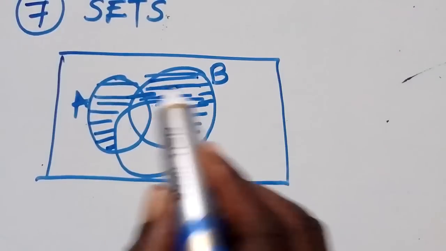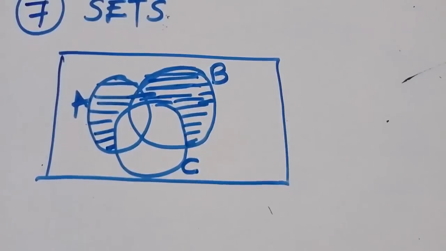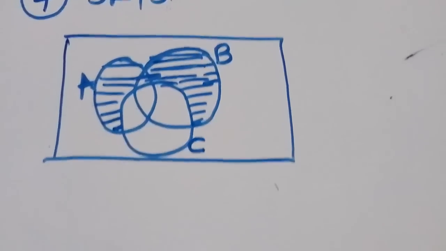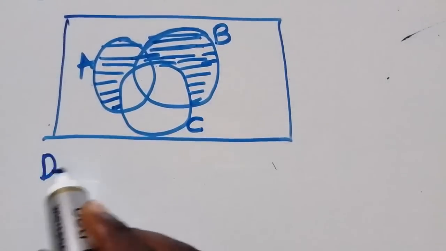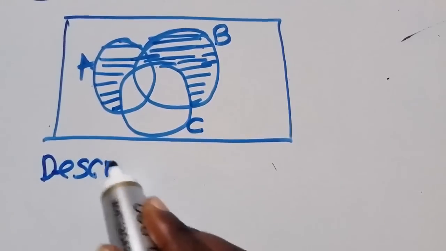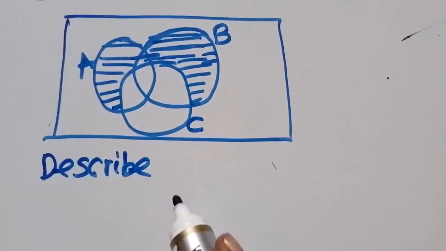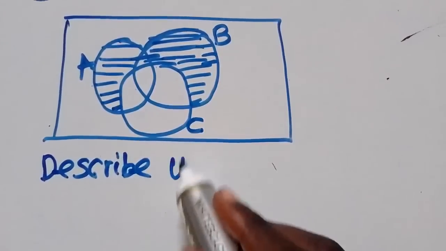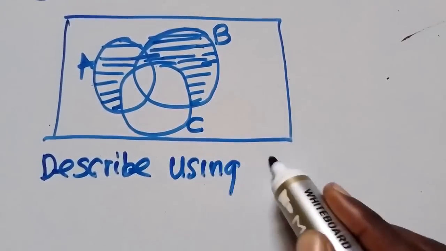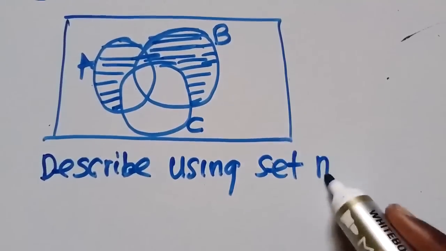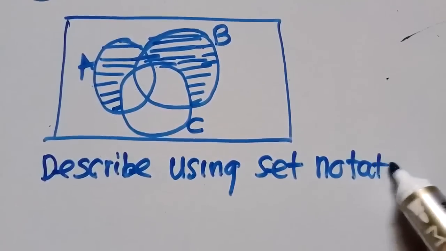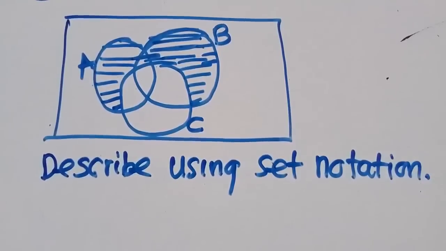Hope everyone is able to see. Like this. Then you are told to describe. This is how questions will be coming. They will tell you to describe using set notation. So how can you describe using set notation?